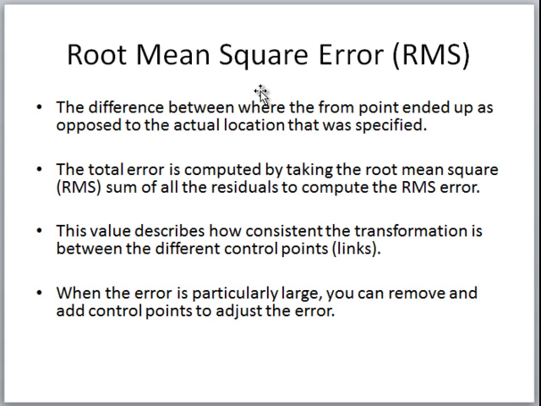The total error is computed by taking the root mean square, or the sum of all residuals, to compute the RMS error. This value describes how consistent the transformation is between the different control points. When the error is particularly large, you can remove and add control points to adjust the error. So if you've got one that's adding a lot of error, you can take it out and add a different one.